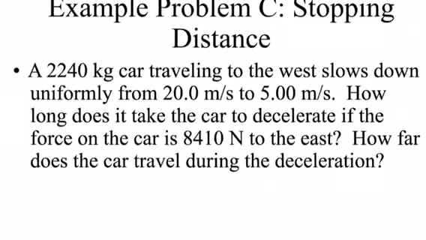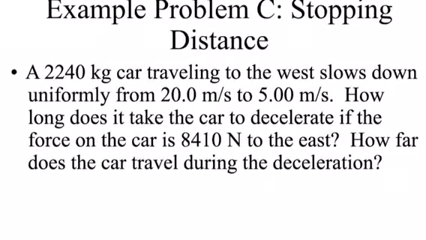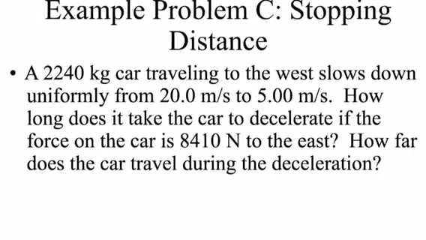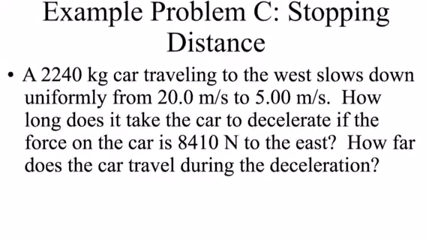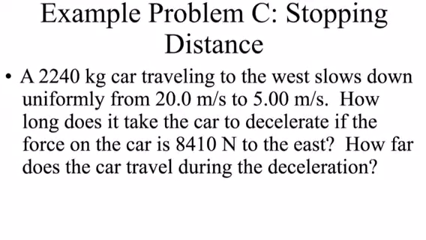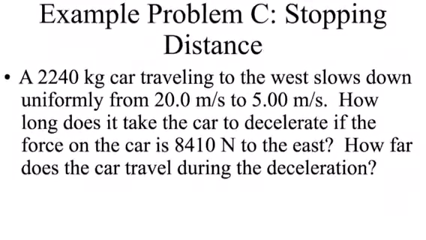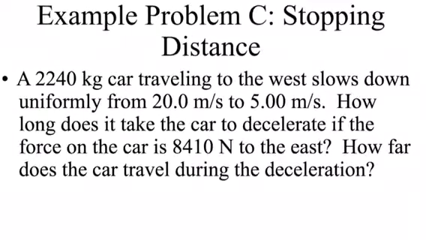One, the car is traveling to the west. What does west mean? Who wants to answer that question? Oh, you do. West means to the negative. Okay, so the velocities are going to be negative. And the force is to the east. What does the east mean? The east means that we're going to be positive.